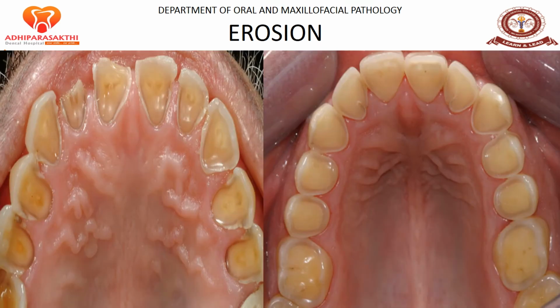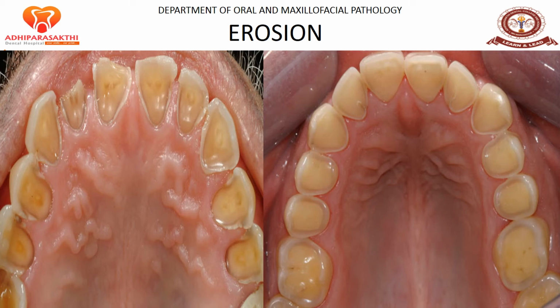And the third feature is erosion. So what is erosion? Erosion is because of the change in the pH of the oral cavity or pH of the environment. There will be dissolution of the hard tissue substances or the hard tissue tooth surfaces. So this condition is called erosion.